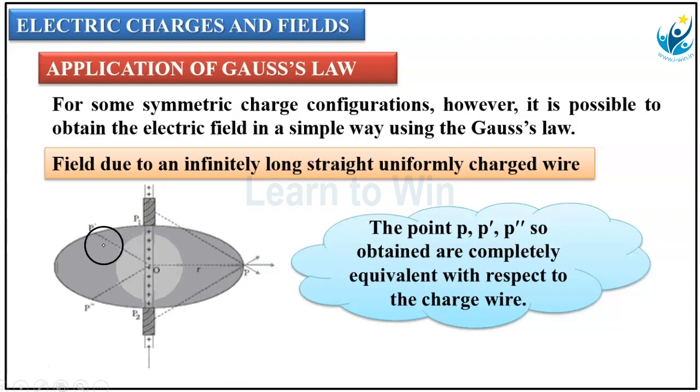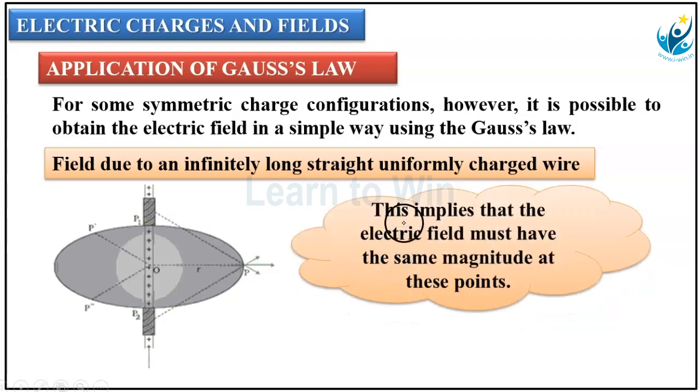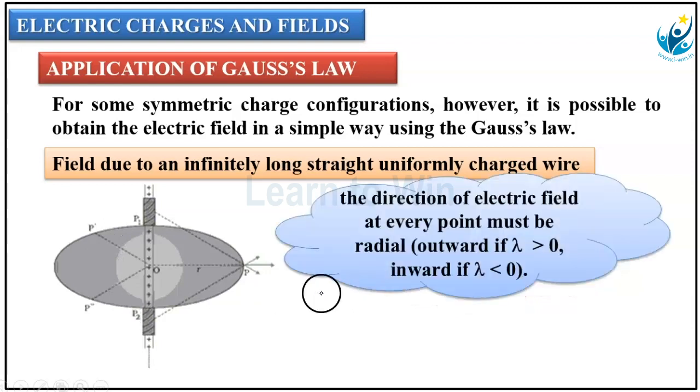And P, P dash, P double dash are the points which are situated on the axis, which are located on the circumference of the circle. Hence, all these 3 points have the same electric field intensity. This implies that the electric field must have the same magnitude at all these points. Now, let us consider the direction of the electric field.